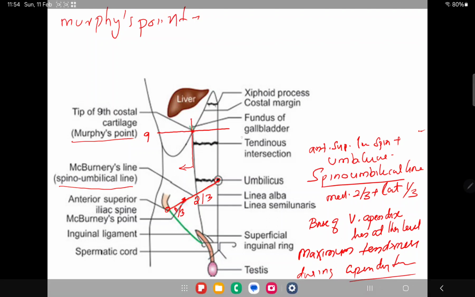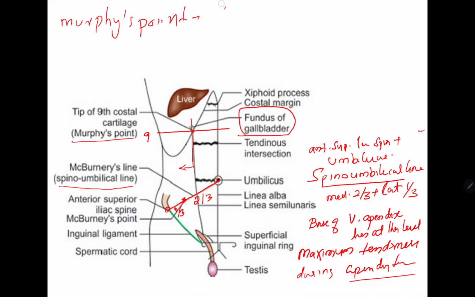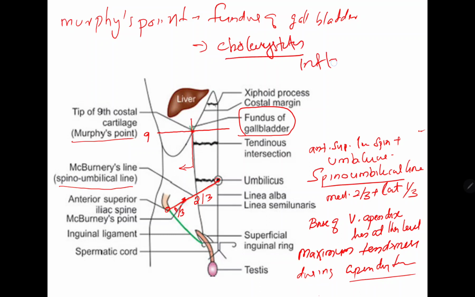What is the importance actually? The fundus of the gallbladder lies deep to this point, and this is the area of maximum tenderness during cholecystitis, which is the inflammation of the gallbladder. During inflammation of the gallbladder, the patients feel pain at this Murphy's point.